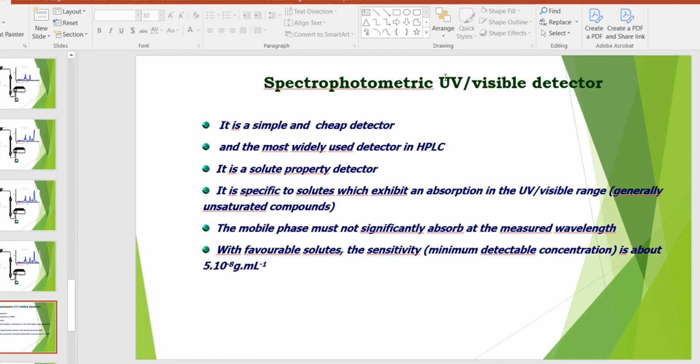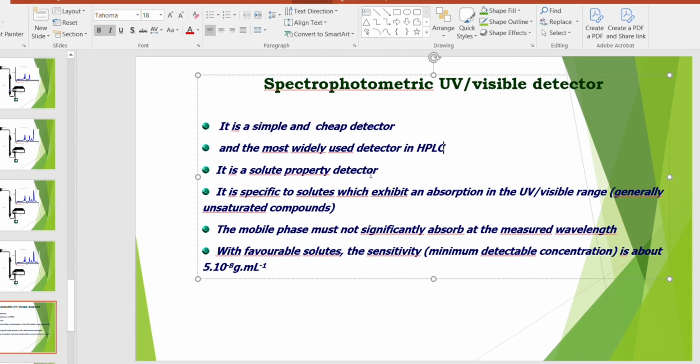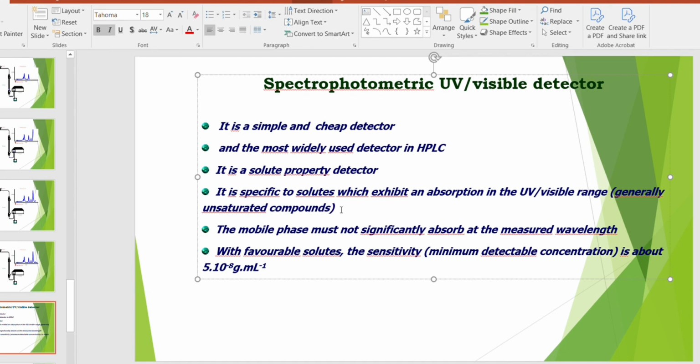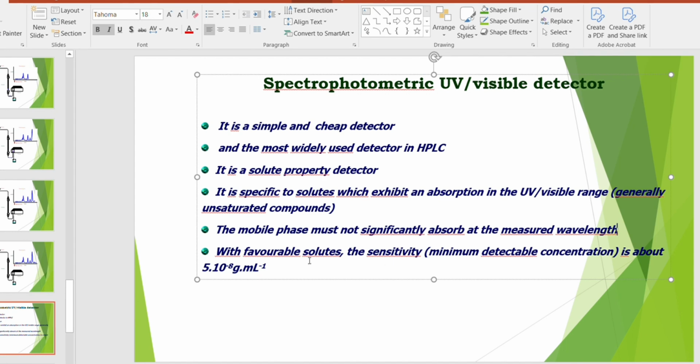Now, the spectrophotometric UV or visible detector. It is simple and cheap, and the most widely used detector in HPLC. It is a solute property detector. It's specific to solutes which exhibit absorption in the UV visible range, 200 to 400, or I think 200 to 800 nanometers. The mobile phase must not significantly absorb at the measured wavelength, so we have to be careful and select the right mobile phase. With favorable solutes, the sensitivity, the minimum detectable concentration, is about 5 x 10 to the power minus 8 grams per ml.